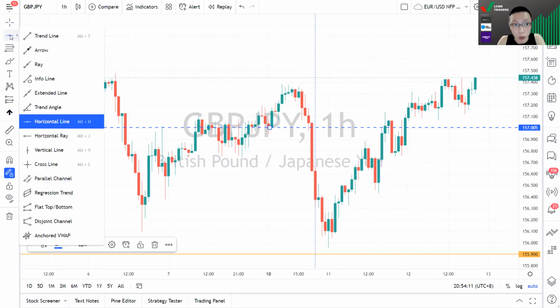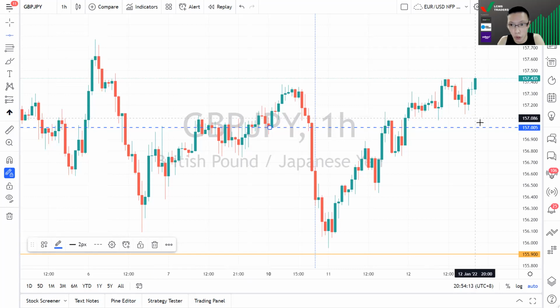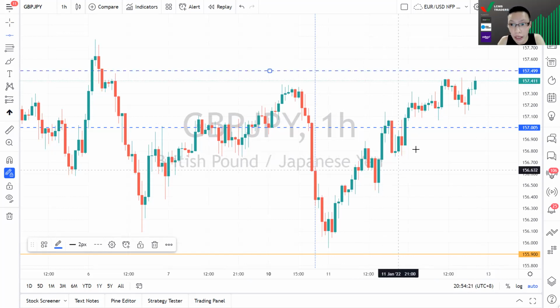At the moment, in fact, if you want to look for buying opportunities for Pound Yen, you may have to be quick. 157.5 will be an aggressive level, because it breaks above the recent high.